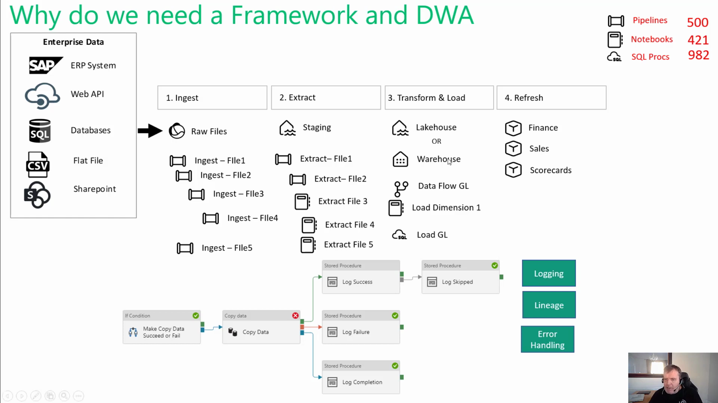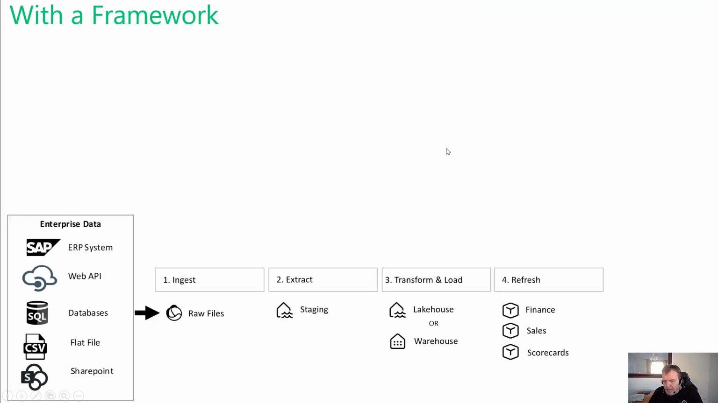So we solve all of these problems by a framework and data warehouse automation. So taking the exact same architecture, what we do then is with the Fabric data warehouse automation framework, we have a metadata.